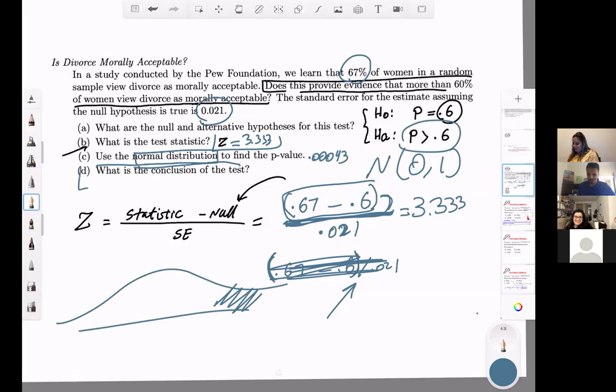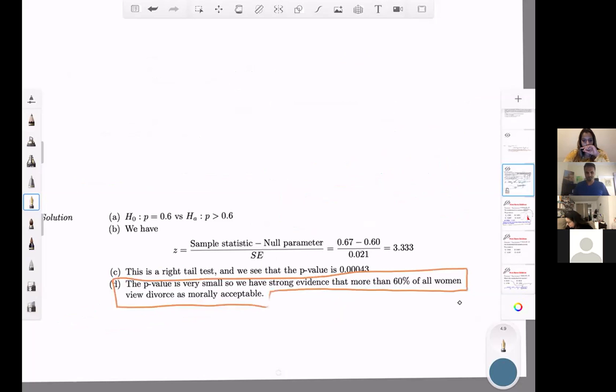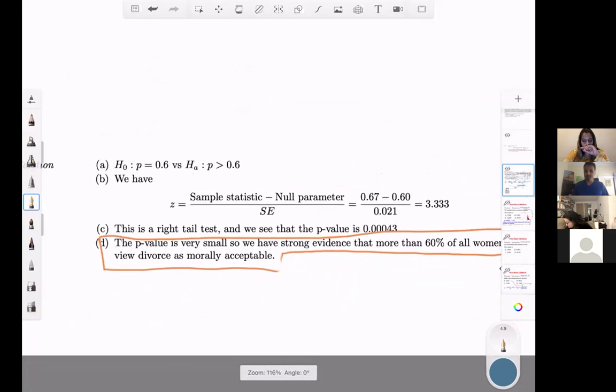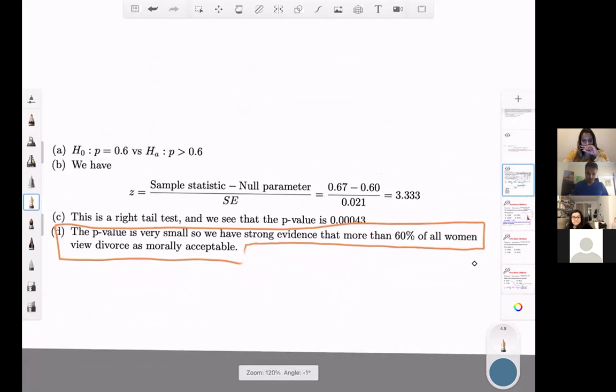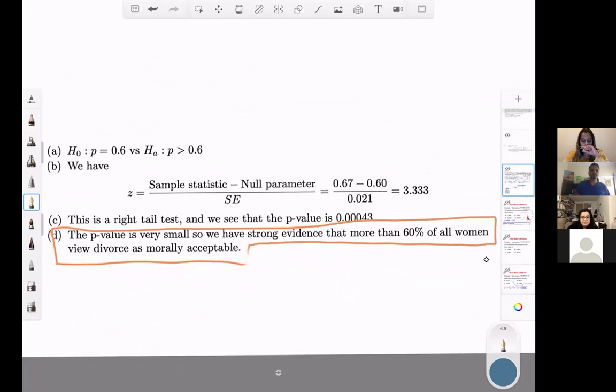Okay, last one. What is the conclusion of the test? When we have a p-value, now we have to make a conclusion. The p-value is super small, which is good. The p-value is very small, so we have strong evidence that more than 60% of all women view divorce as morally acceptable.